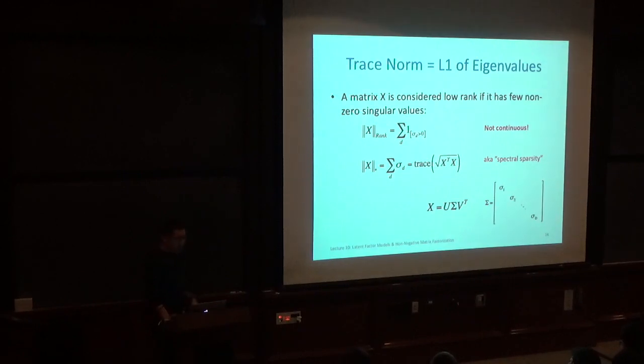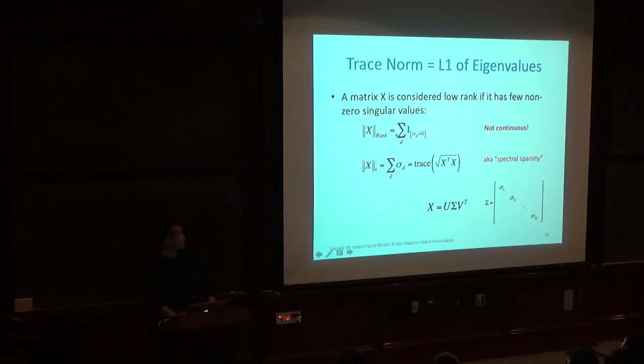So the trace norm, you can think of it as an analog to sparsity, but not of the non-zero entries of a vector, but of the rank of the matrix. A matrix X is considered low rank if it has very few non-zero singular values. In other words, the rank of a matrix is equal to the number of singular values that are greater than 0.